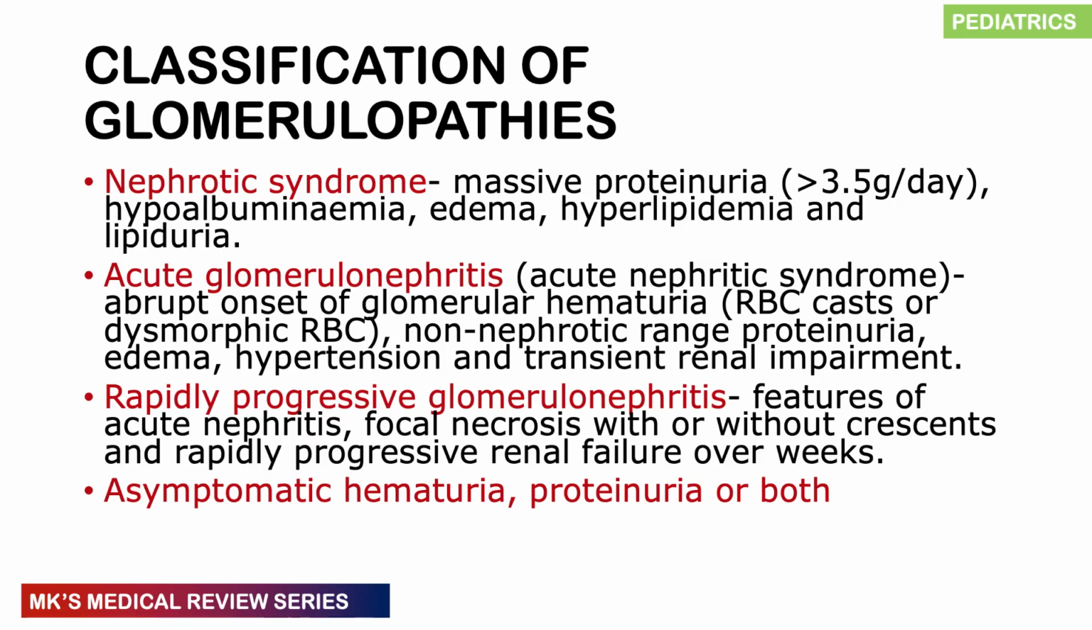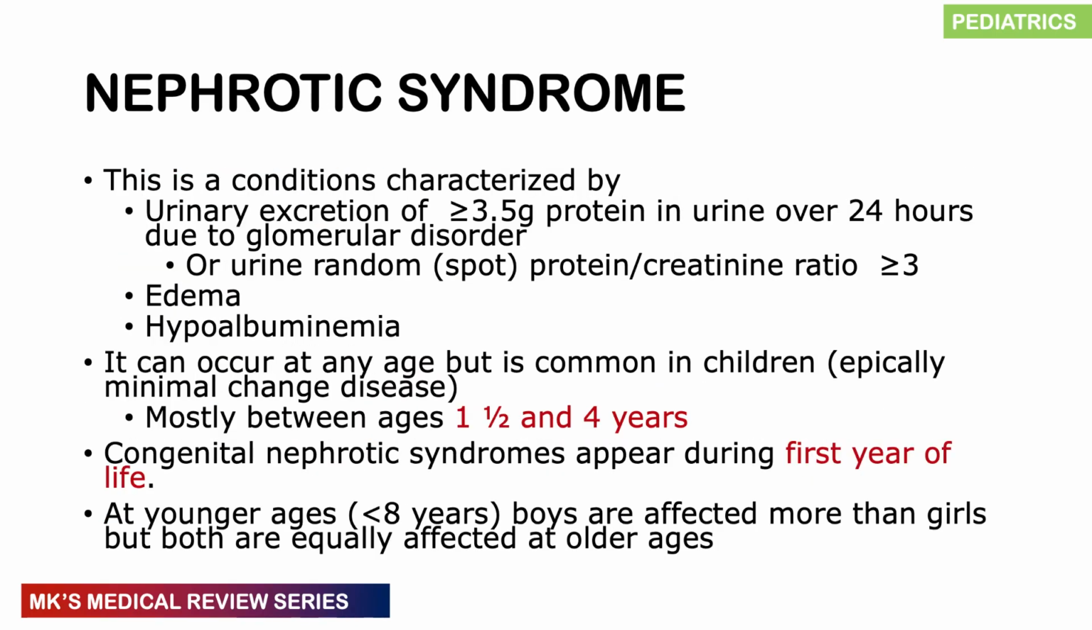You may also have a rapidly progressive glomerulonephritis where they get this acute nephritis, but it's very progressive. They progress into renal failure over several weeks. So they may have this focal necrosis with or without crescents actually forming. They may sometimes have this asymptomatic hematuria and proteinuria. Sometimes it may be both. So they may fall into one of these four categories.